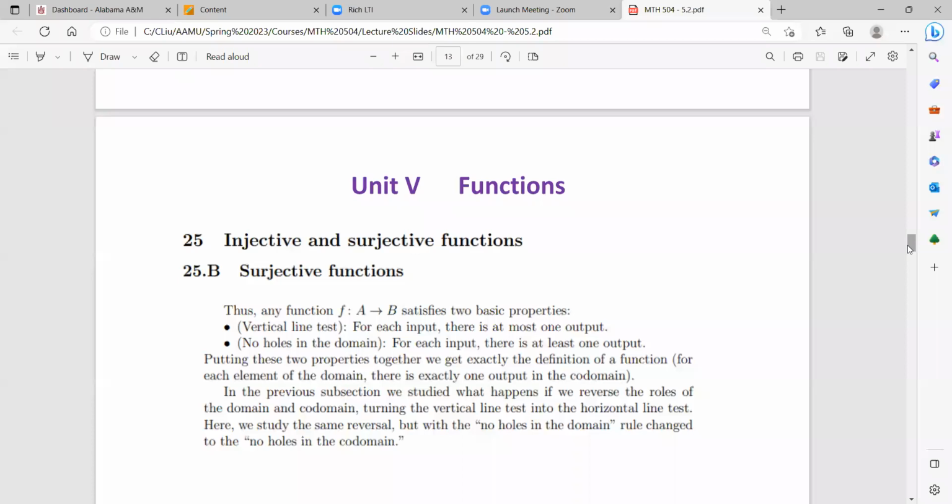So just to remind you that any function f from A to B satisfies two basic properties based on our discussion. The vertical line test: for each point, there is at most one point. So that's the vertical line test. And no holes in the domain. For each input, there is at least one output. You need to define a function in the whole domain, basically. And graphically, there should be no holes in the domain.